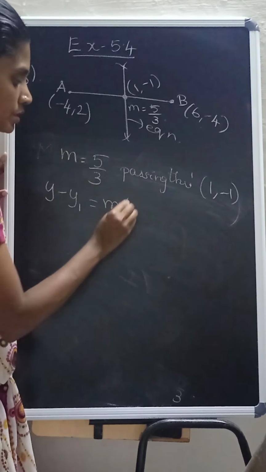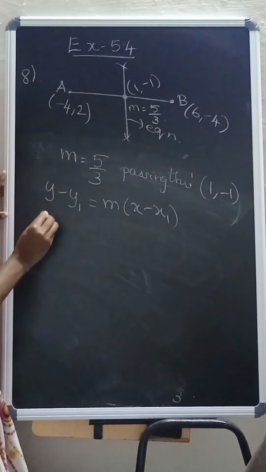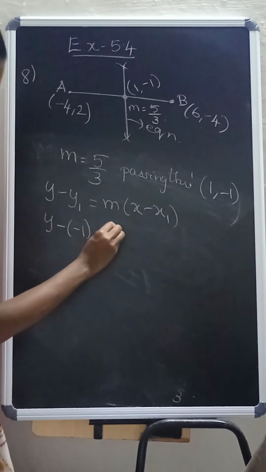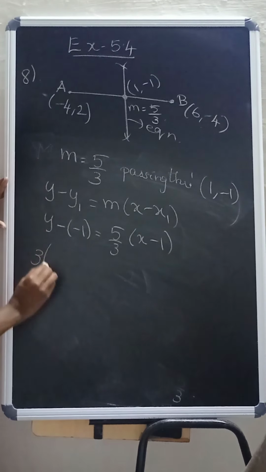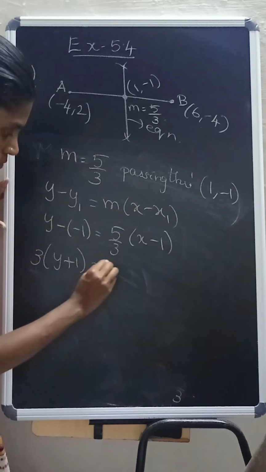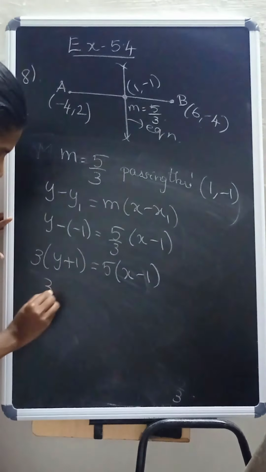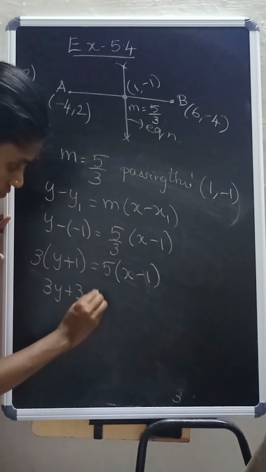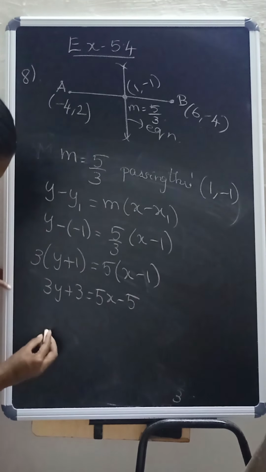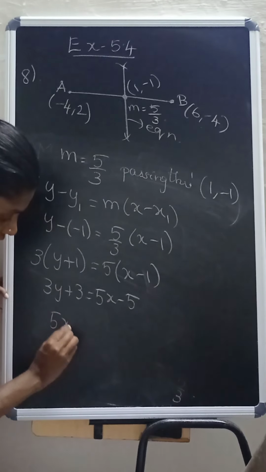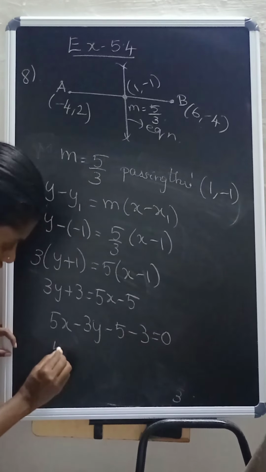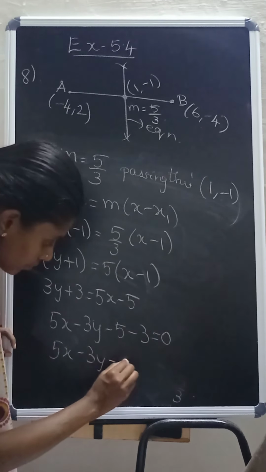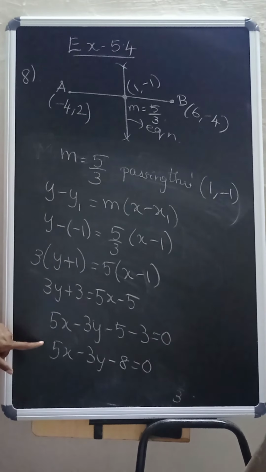Minus 5 is equal to m into x minus x1. Bring this to the right side. 5x minus 3y minus 5 minus 3 is equal to 0. So 5x minus 3y minus 8 is equal to 0 is the equation of the perpendicular bisector.